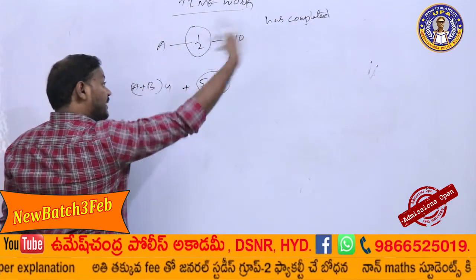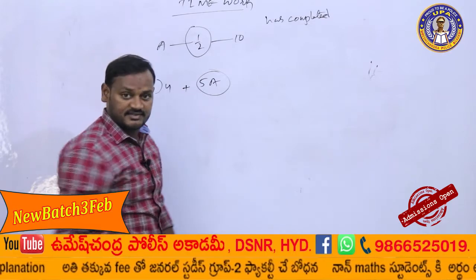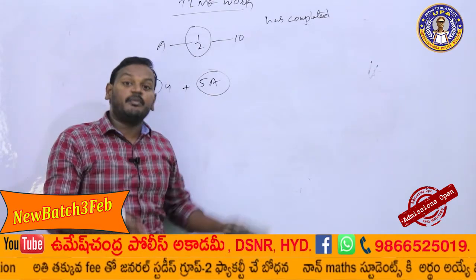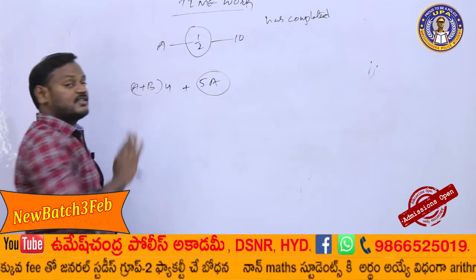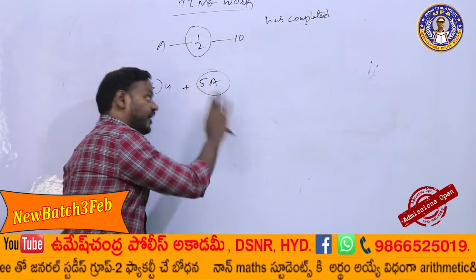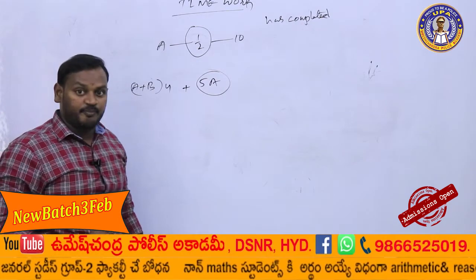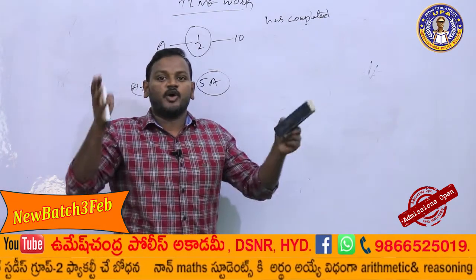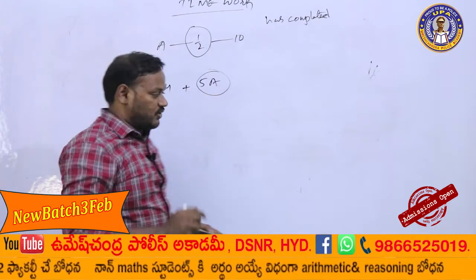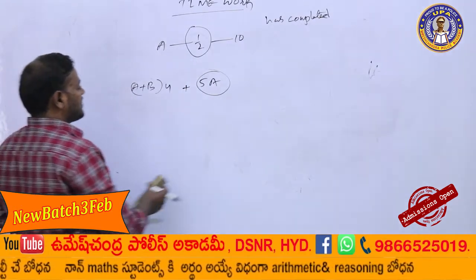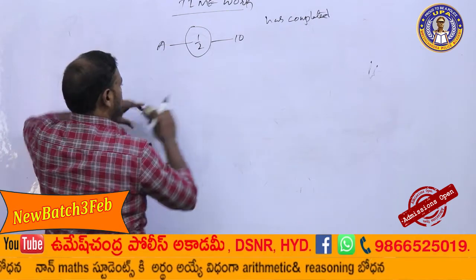A has completed half of the work in 10 days. To complete the remaining part of the work, A and B together work for 4 days. Again, A alone works for 5 days. If B does the total work, in how many days will the work be finished? Is it clear? So let's go for the solution now. How to get the answer in an easy way, that is very important. So observe it clearly now.